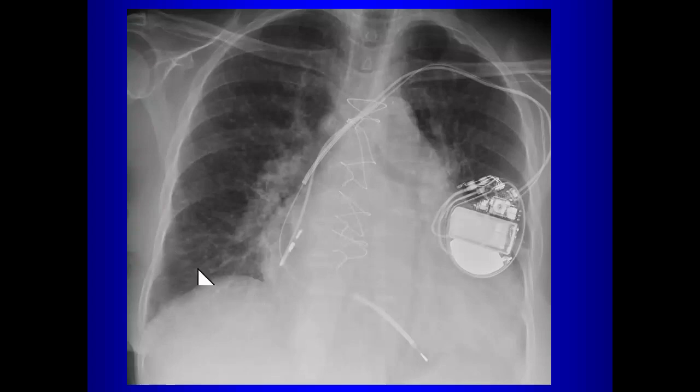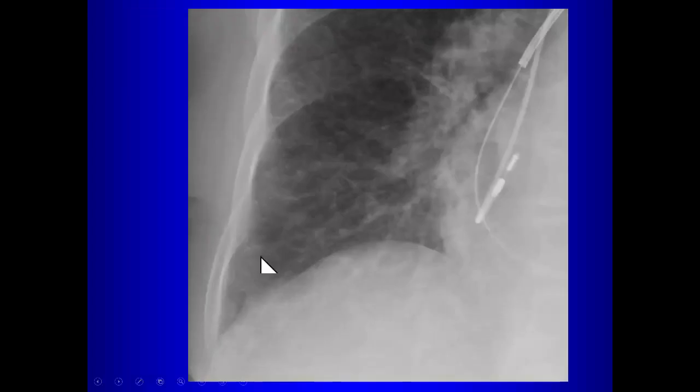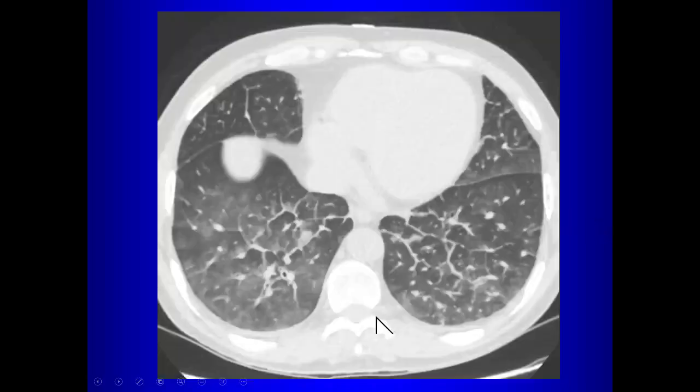So what are these lines called? No, it's not atelectasis. Kerley B. Yeah, those are Kerley B lines. So Kerley B lines indicate thickening of the interlobular septum. So in this patient, it would indicate what? Congestive failure, interstitial edema, right? So the most common cause for Kerley B lines is interstitial edema.